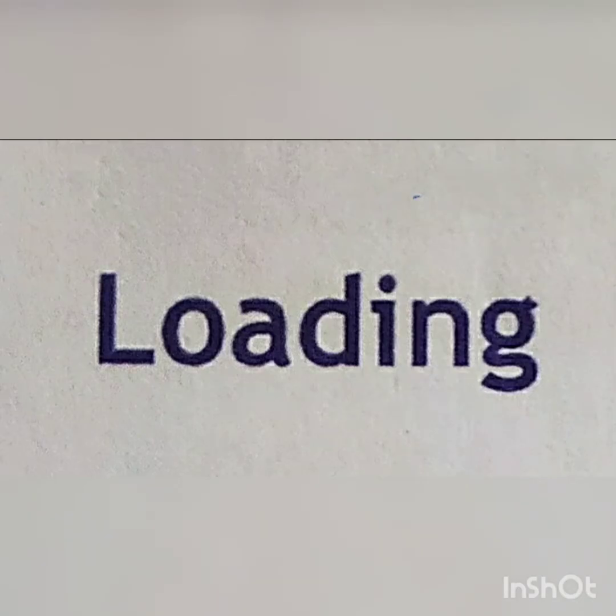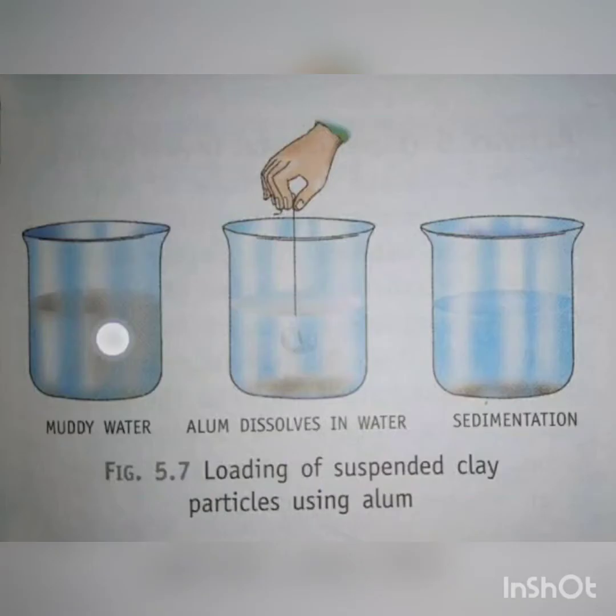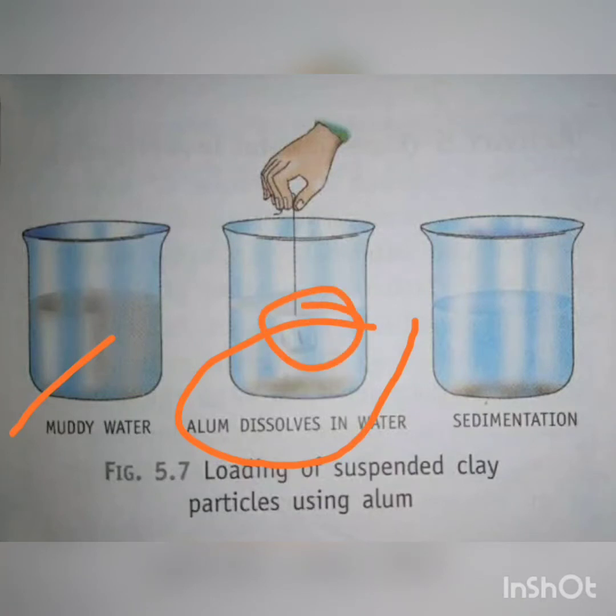Another method used to separate insoluble solids from liquids is loading. Sometimes the mixture contains extremely small insoluble particles that take a longer time to settle. They can be made to settle faster by the process called loading. In this process, the fine insoluble particles in the mixture are made heavier by adding a chemical. It increases the rate of sedimentation. The chemical used is called the coagulating agent. Alum is a coagulating agent.